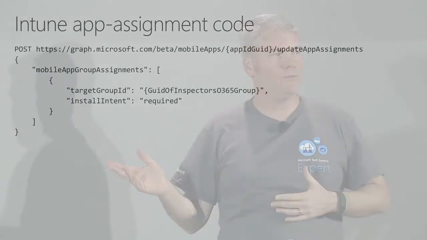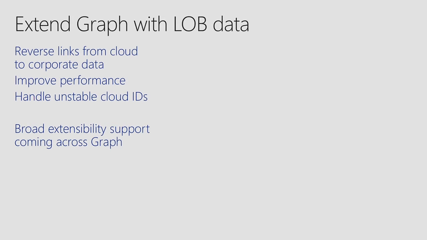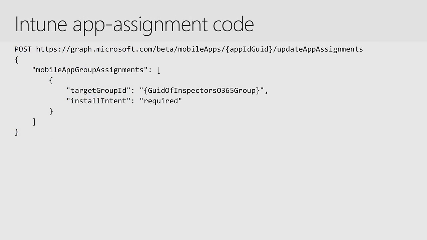And then with another post, they can go and assign that app to a group of users. That was the Contoso inspection app, so they're assigning it to their inspectors group. Any of their users in the directory that are a member of that group are going to get that app assigned to them, and they're saying that it is required. So just some quick, simple posts to the API to automate all of that.